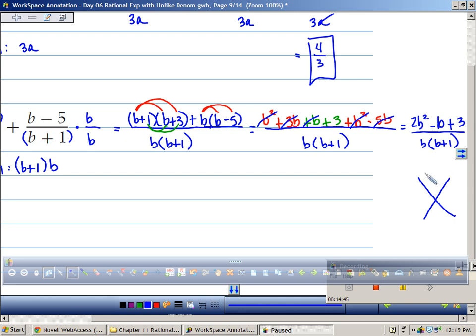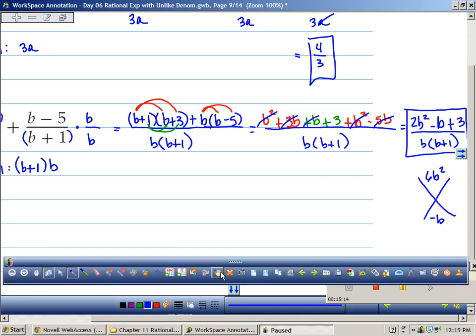In the top, I've got 6b squared, and in the bottom, I've got negative b. Is this factorable? I don't think it is either. So therefore, I couldn't simplify this and cross-cancel, right? So we know this is our answer right here. You just have to double check, okay? Everybody okay with this so far?